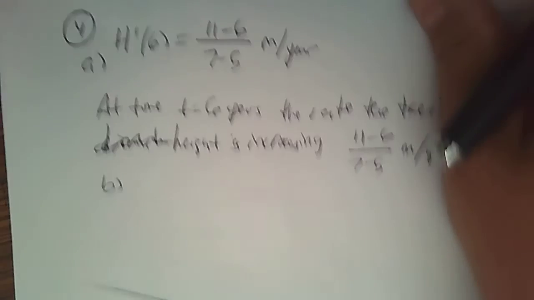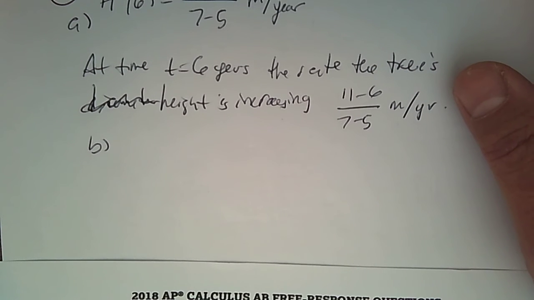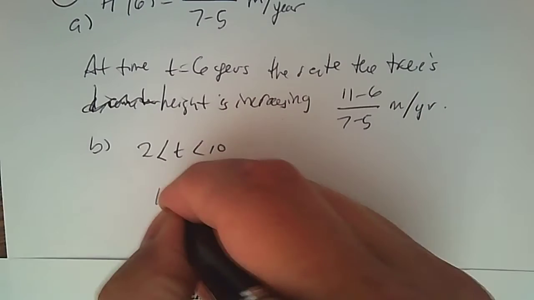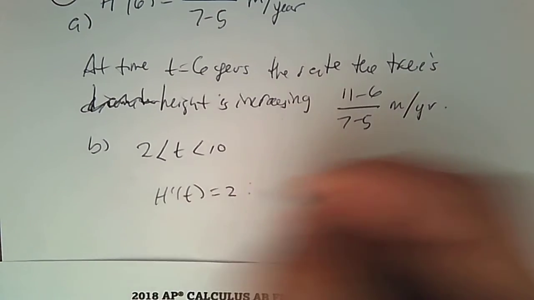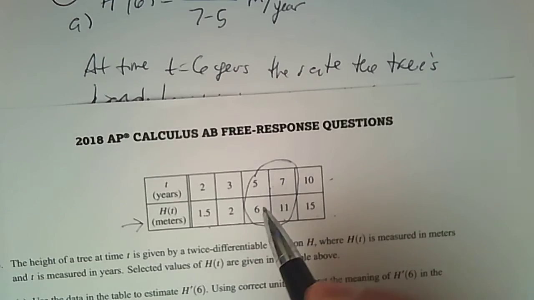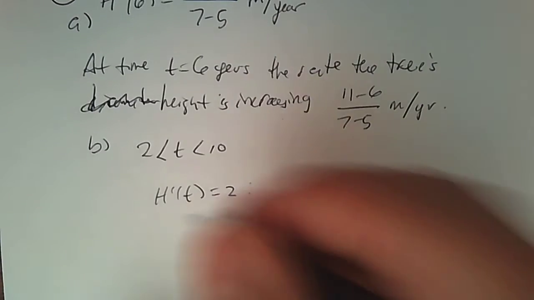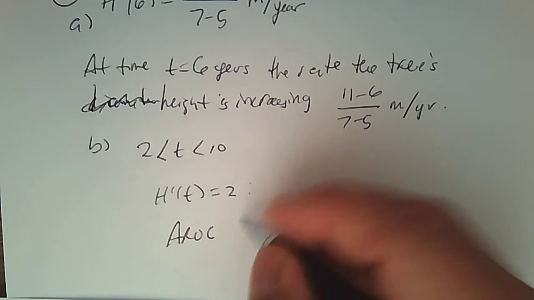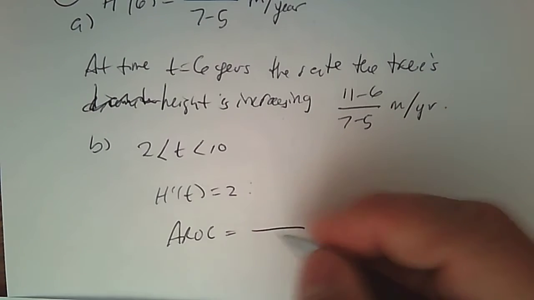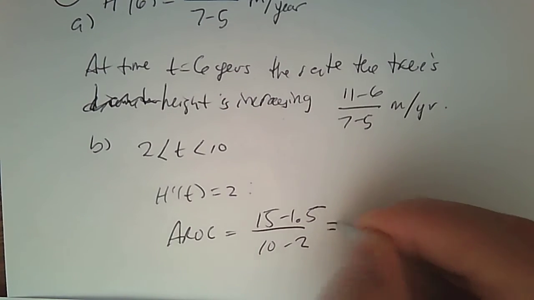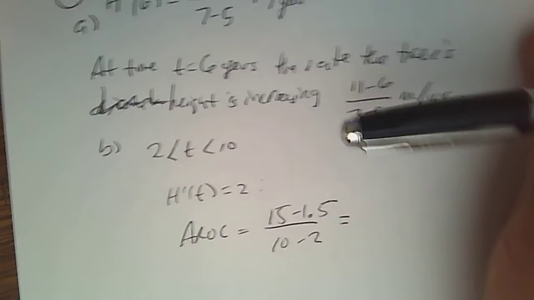B. Explain why there must be at least one time between 2 and 10 such that the derivative is equal to 2. So between 2 and 10, the derivative must be equal to 2. Why? If I look here between 2 and 10, this is an average rate of change question. So what I need to do from 2 to 10 is find the slope to begin with. So the average rate of change from 2 to 10 would be 15 subtract 1.5 over 10 take away 2. I'm assuming if I do this work, it's going to equal 2.